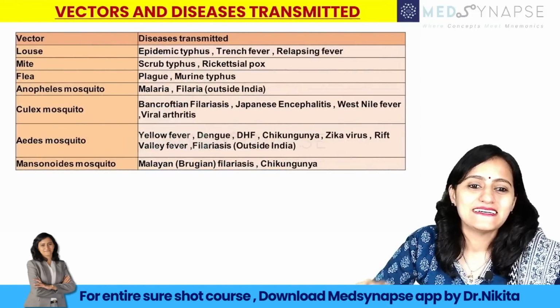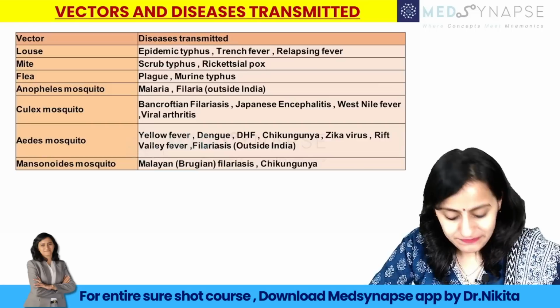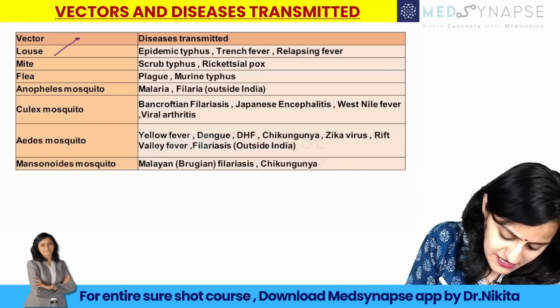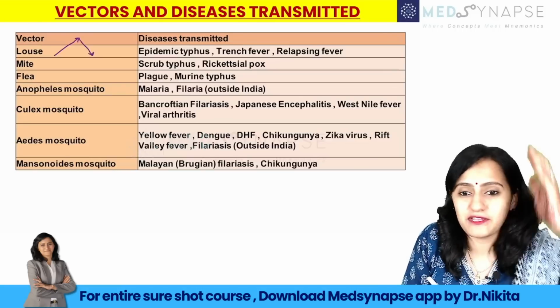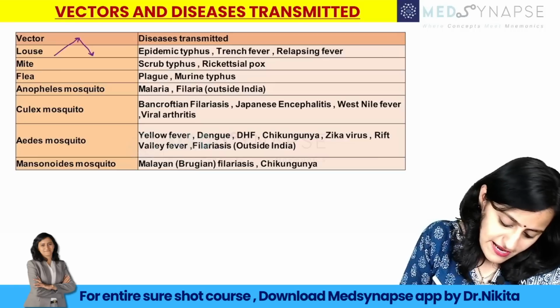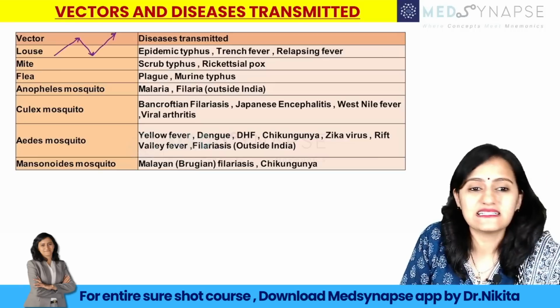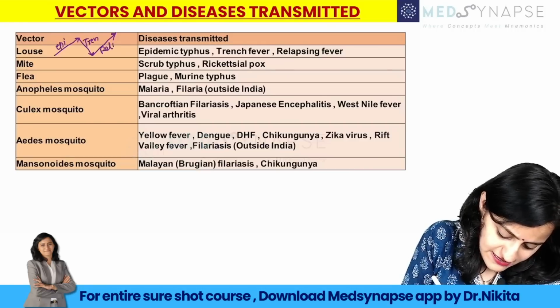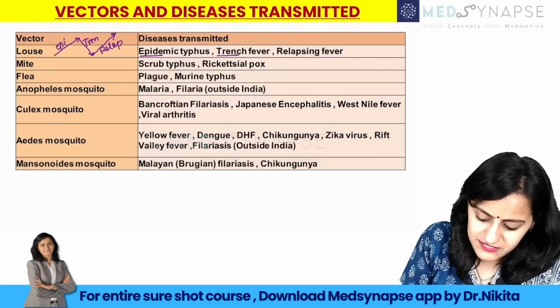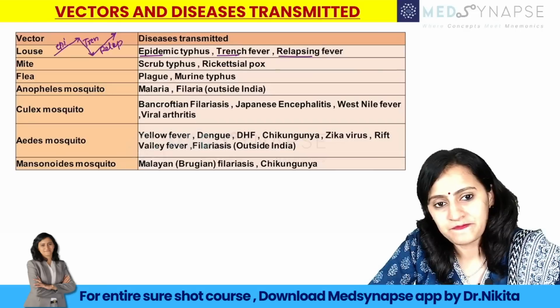Okay. Now the next one is louse. Louse we have seen is very provocative, spreads like an epidemic. Then comes the trench. When you put the Medicare, it goes down. But again, when the kid goes to school, ये वापस आ जाता है like relapsing. So it is epidemic, it is trench, and it is relapsing. Epidemic typhus, trench fever, and relapsing fever.